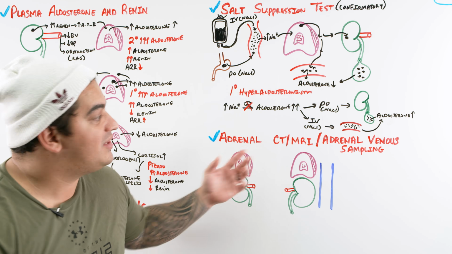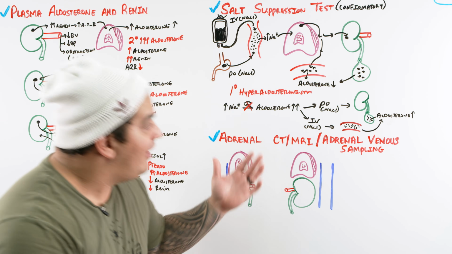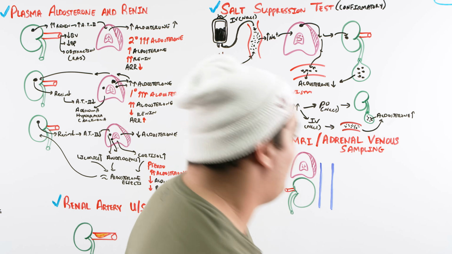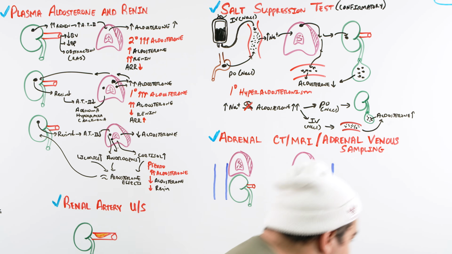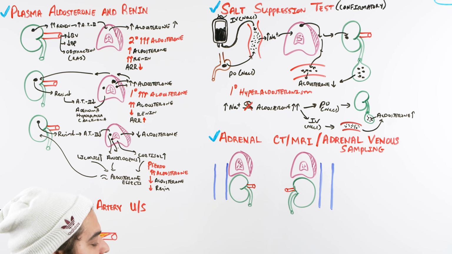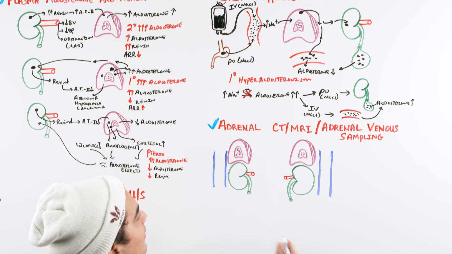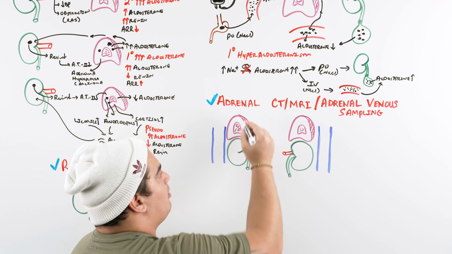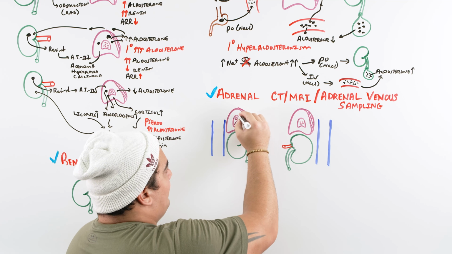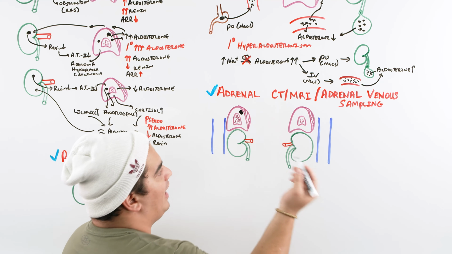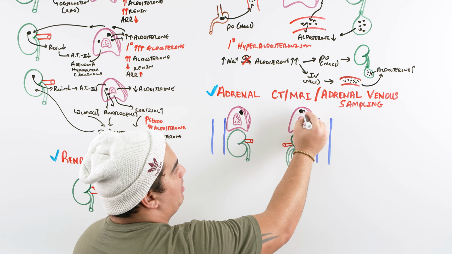Which is adrenal CT, MRI, and adrenal venous sampling. When we do this, it's actually really cool. Let's say here that we have two particular scenarios. I only want you to remember this one. You have someone who has an adenoma, or you have someone that has hyperplasia, right?